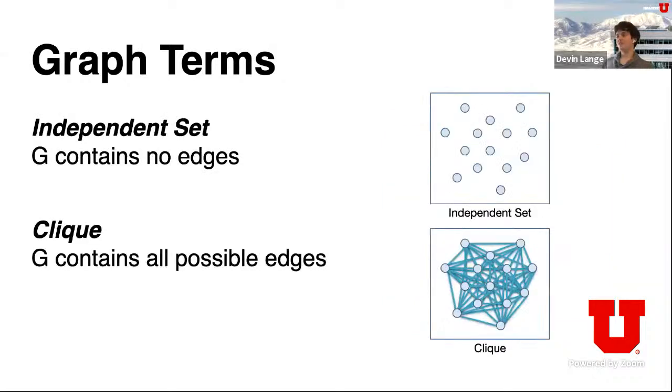A couple of other important terms here would be the independent set. Not so interesting: a graph that has absolutely no edges, just a set of lonely points floating around. But one that comes up quite a bit more often in analysis are cliques. This is the opposite of the independent set. Here, every single node is connected to every single other node within that clique. So of all possible edges that could exist amongst this set of nodes, they're all filled in.